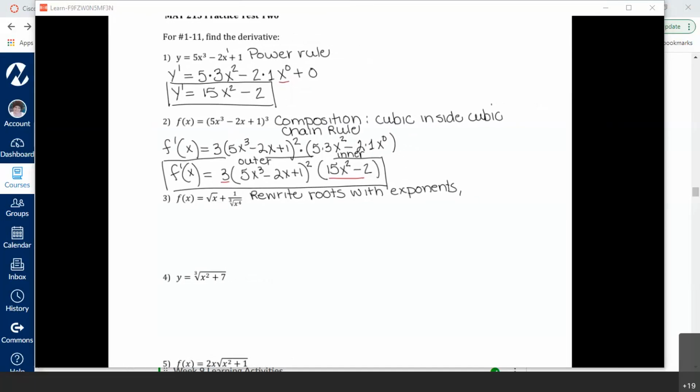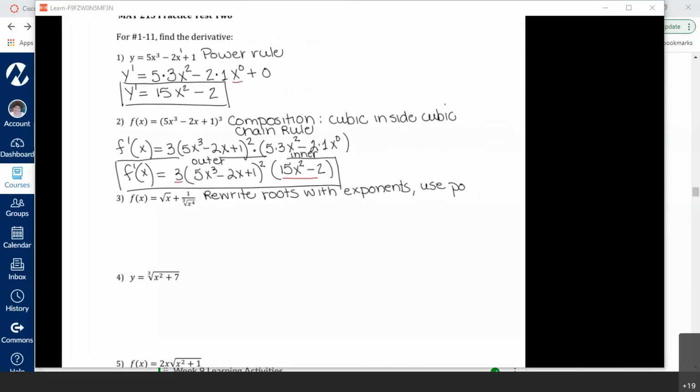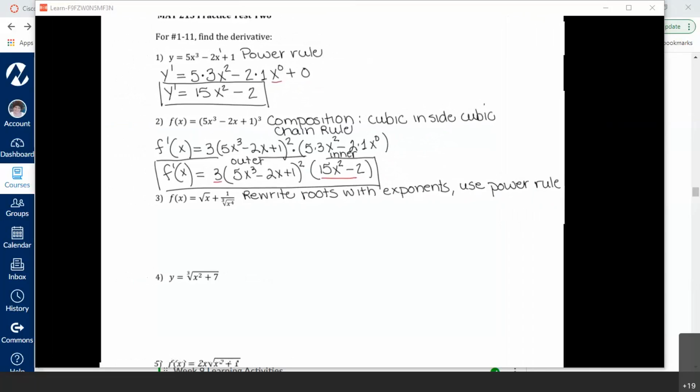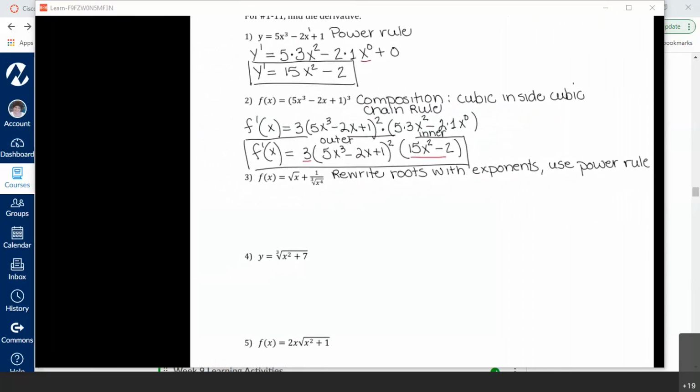That's the object of the game. Okay, if I can rewrite it with exponents, I can use the power rule. Okay, so I'm just going to do that. Notice I haven't done any derivatives yet. This is x to the 1/2 plus.